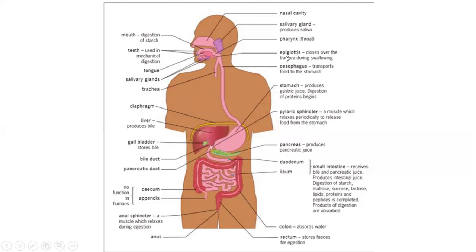But apart from that, guys, we need to know all the structures here: the pharynx, the throat, the epiglottis, which closes the trachea during swallowing. So when you're swallowing your food, the epiglottis prevents it from going down your windpipe. So sometimes food does escape and you cough. So that is the epiglottis really, especially if you're eating in a hurry.